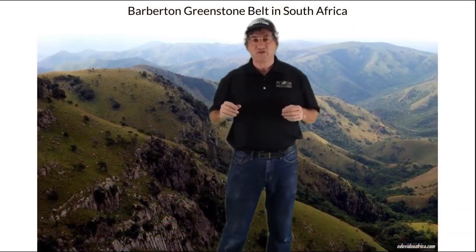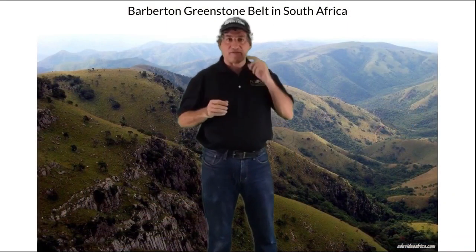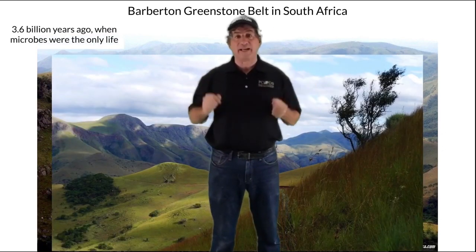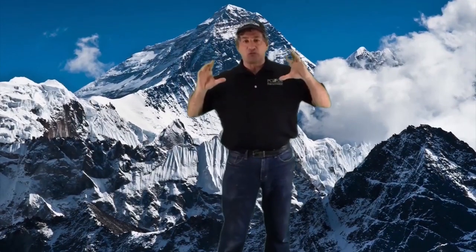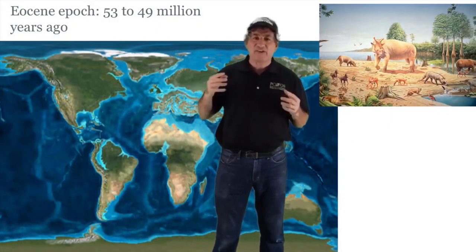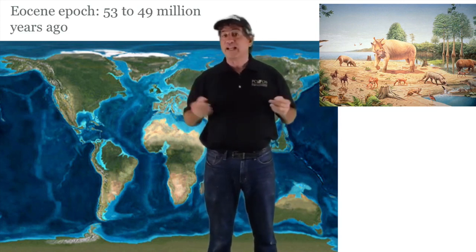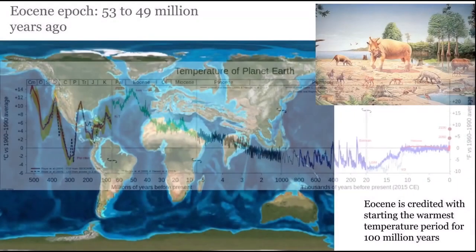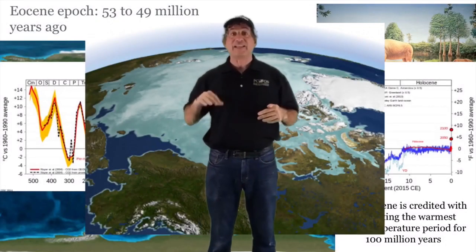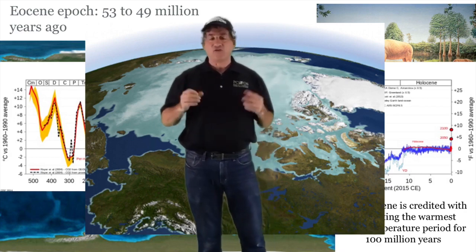Old eroded mountain ranges like the Barberton Greenstone Belt in South Africa date back 3.6 billion years to a time before there was any life besides microbes on the planet at all. Now, the big mountains with the famous peaks like Everest and the Matterhorn and the big slopes leading up to them, slopes wonderful for expert skiing, began to emerge in the Eocene, which occurred between 53 and 49 million years ago, an epoch credited with starting out as the Earth's warmest temperature period for 100 million years. Wiki reminds us, however, that this super greenhouse Earth eventually became an ice house by the late Eocene. The mountains had something to do with that.